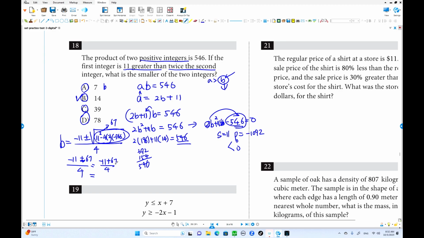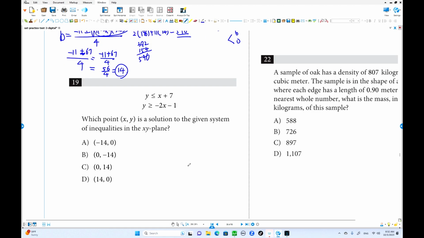So 67 minus 11 is 56, right? 56 over 4 equals 14, okay? I think this is a better way. So the best way is using these numbers to find out what they get, which is 546. That is, I think, the best way. If not, you can use the quadratic formula, okay?